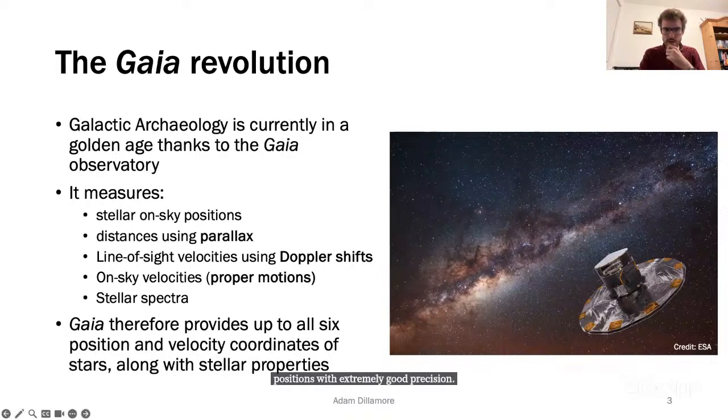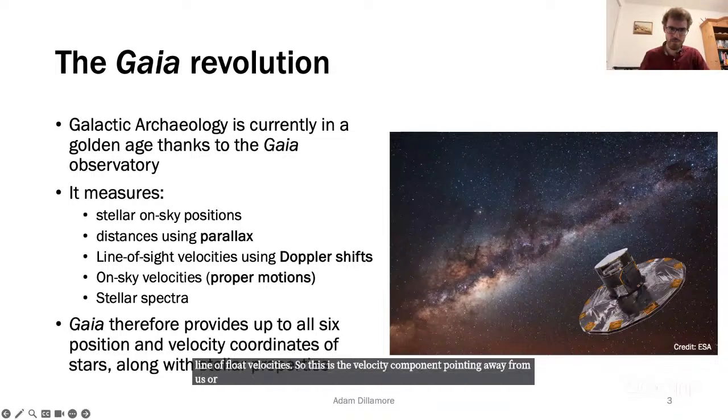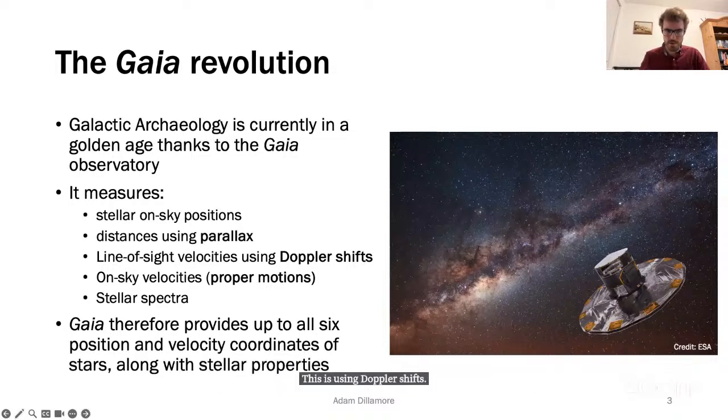It measures distances to stars using parallax, which is essentially when the Earth moves around its orbit, the stars shift slightly in position relative to a distant background. So that tells you how far away the stars are. It also measures line of sight velocities. This is the velocity component pointing away from us or towards us, using Doppler shifts, and on-sky velocities.